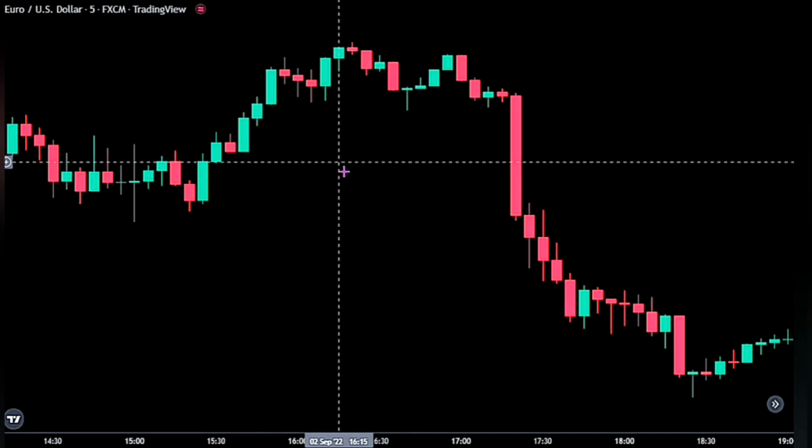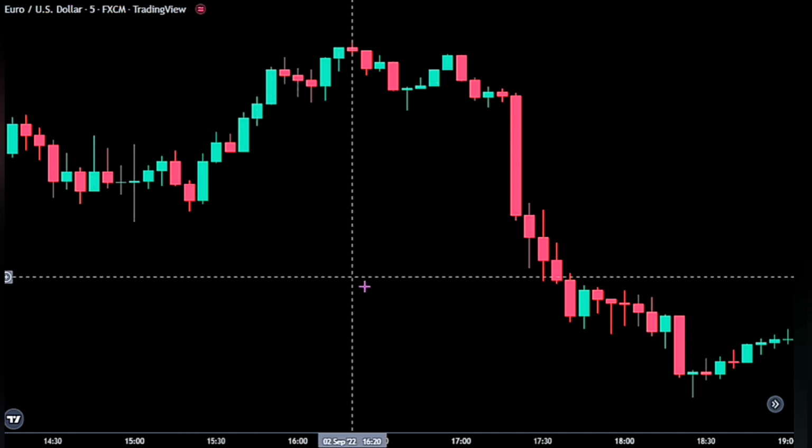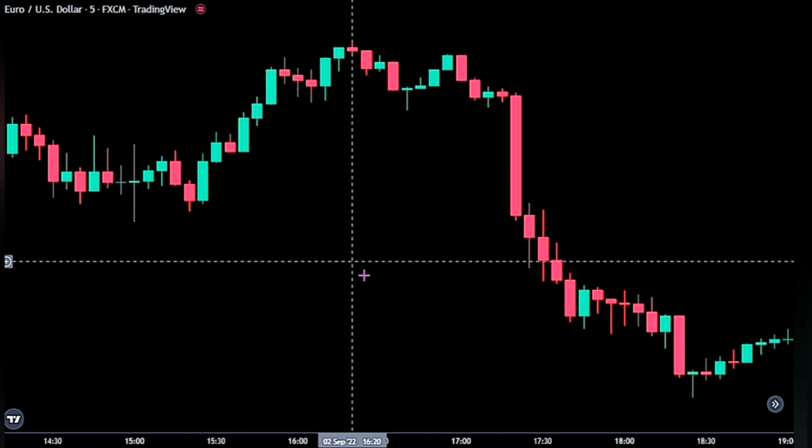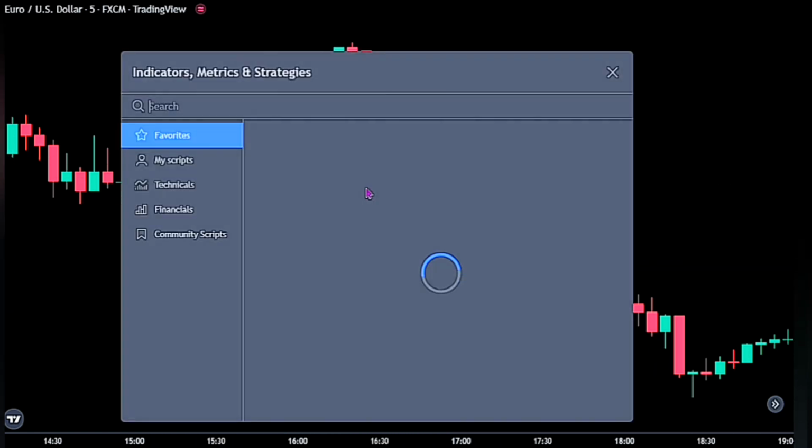Okay guys, so for today's strategy, we will be looking at the Euro-United States dollar pair, and we are on the 5 minutes time frame. For this strategy we will be using 3 indicators that work side by side to give the best entry possible. So let us go ahead and add the indicators to our chart.